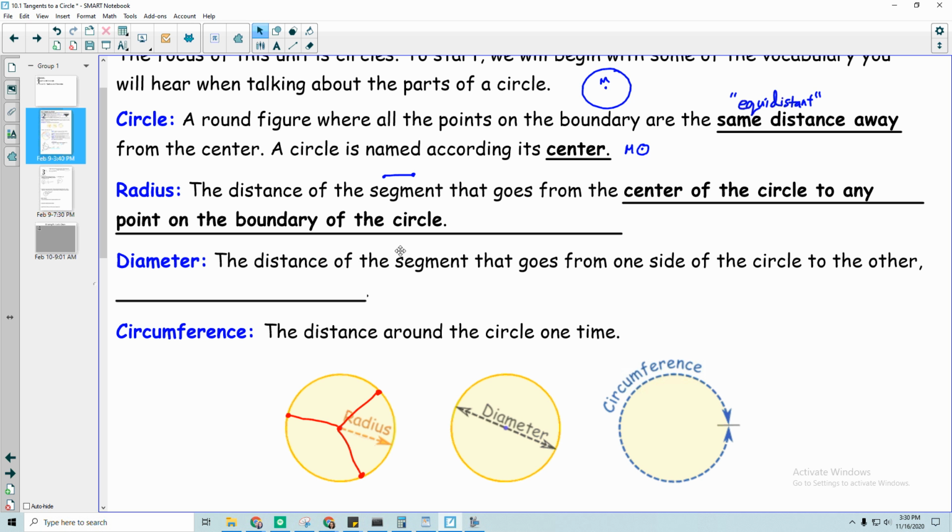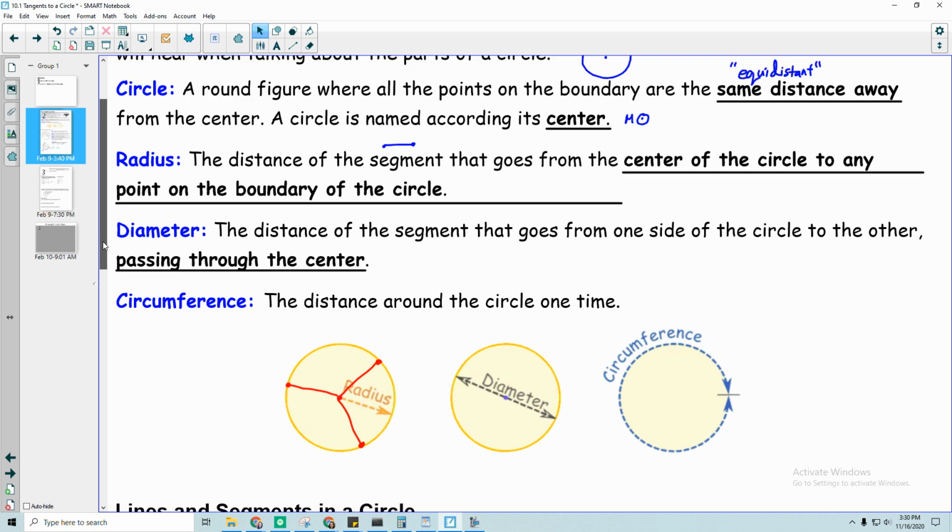While a diameter is going to be the distance of the segment that goes from one side of the circle to the other. It has to pass through the center, so that's really crucial. So it starts at one side of the circle, goes straight through the center, and out to the other side. It's a straight line. So that could be a diameter, or if I start here, go through the center, out to the other side, that would be a diameter as well.